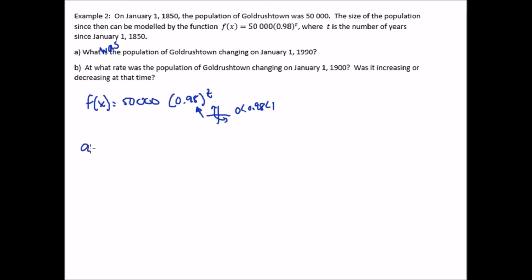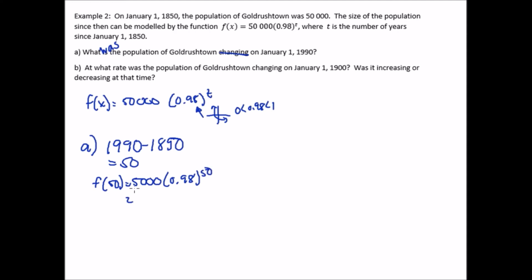Where t is the number in years since January 1st, 1850. First, they want us to solve what was the population on January 1st, 1990. So 1990 minus 1850 is 50 years. Let's go ahead and sub that straight in. So f at 50 equals 50,000 times 0.98 to the exponent 50. When you sub that into your calculator, I get 18,208, and that's it. Because we're talking about people, we're not going to put any decimals. We can't have a decimal of a person. So that was the population.